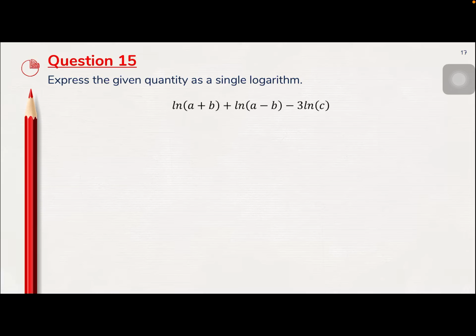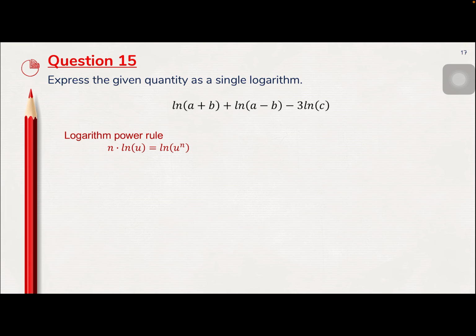Question 15. Express the given quantity as a single logarithm. Here we see this expression with natural logarithms: the logarithm of a plus b, plus another logarithm, the logarithm of a minus b, and finally minus 3 times the logarithm of c. We're going to use properties or rules of logarithms to simplify, or compress, this expression into one single logarithm.